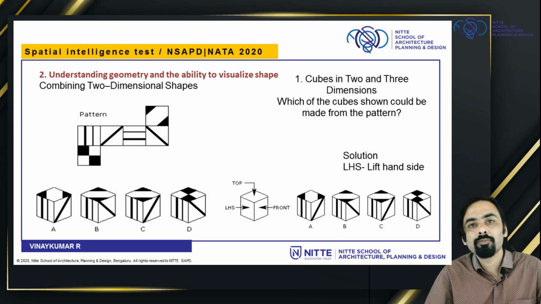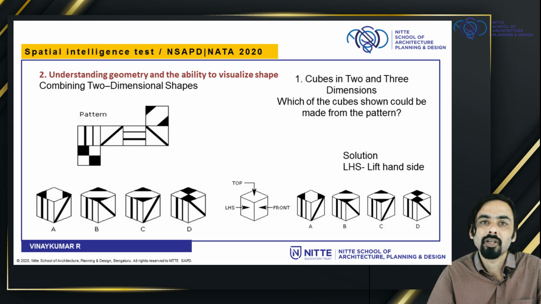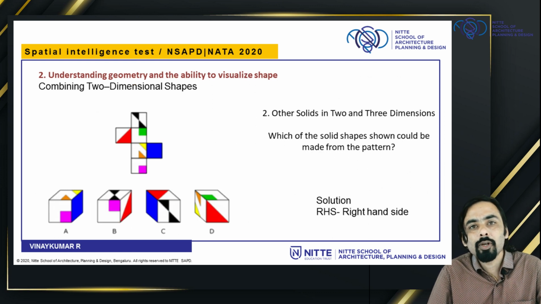When you solve a problem from the left hand side, that means your left side pattern will be the first hint to form a cube. The other patterns will repeat as you fold it mentally. You will get an answer. The answer is A.